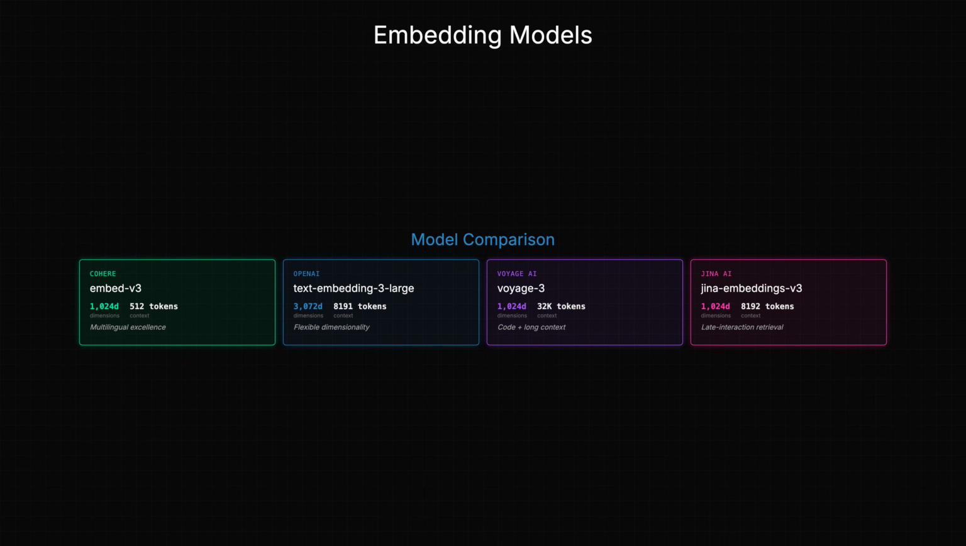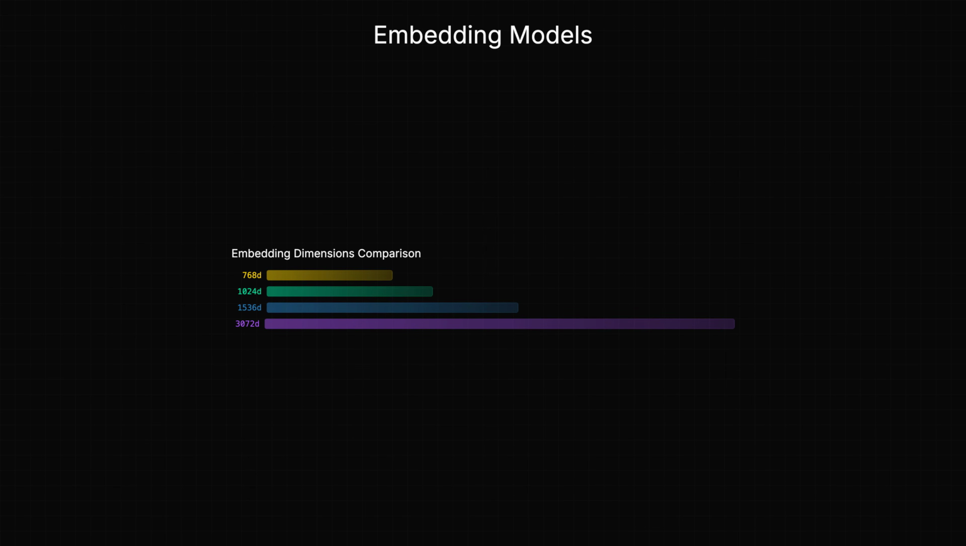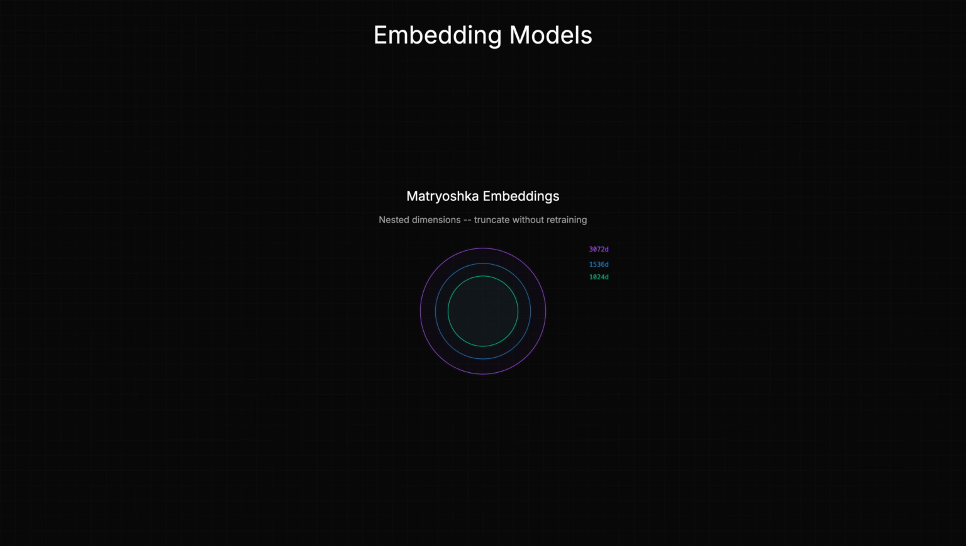If you are cost-sensitive and processing millions of documents, self-host an open-source model like BGE-M3 or Jina Embeddings version 3 on a single A100 GPU. The break-even versus API calls is typically 5 to 10 million embeddings per month. One critical optimization. Use Matryoshka embedding support to reduce dimensions.